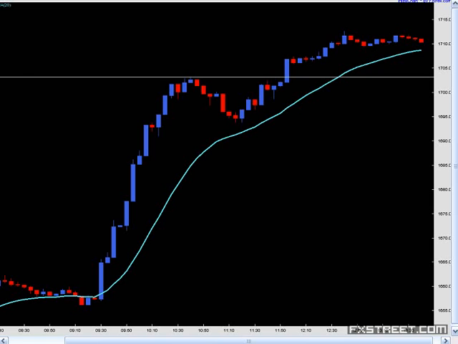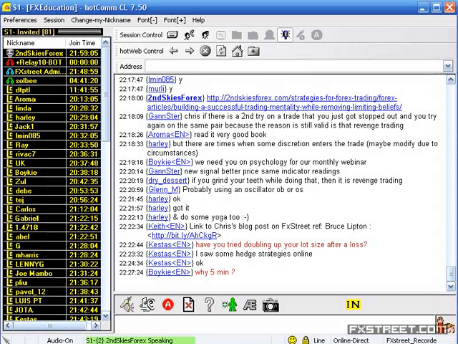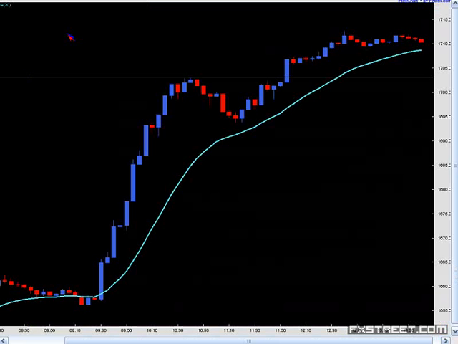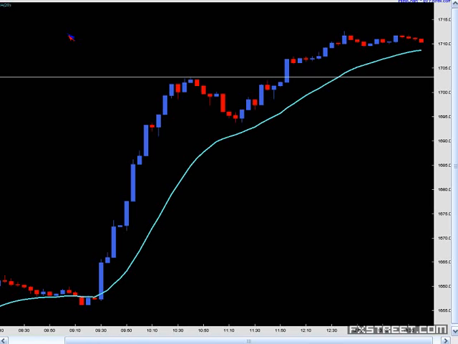Now, Boyke says, why 5 minutes? I have to use the 5-minute on this because my 3-minute charts for FX Trek and telecharts only go back a couple days. And this trade was from Wednesday last week, so the 5-minute chart goes a little bit further back. Normally I would be taking this on a 3-minute, I was taking it on a 3-minute trade, but because the data doesn't go far enough back, I'm having to use a 5-minute just to demonstrate it. So hopefully that explains it.